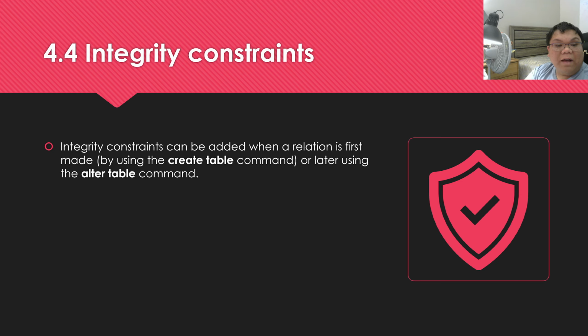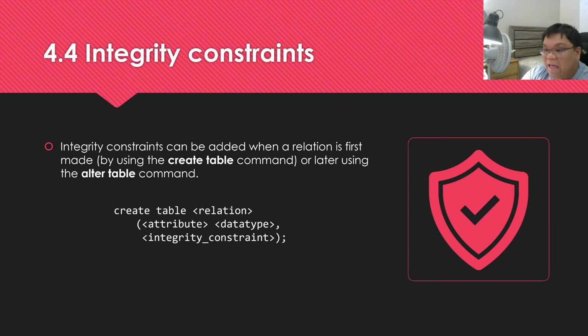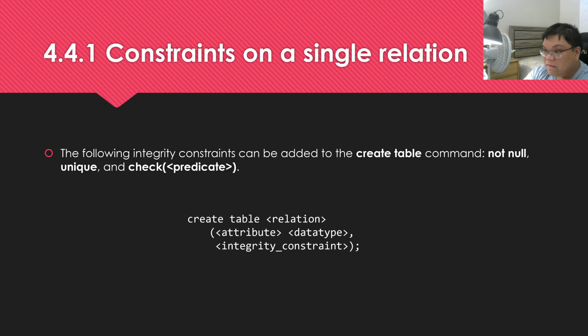But when we define a table using the create table command, we can add integrity constraints to it. We can also add integrity constraints to a table after it's been created using the alter table command. So create table relation attribute data type and then integrity constraints, or alter table relation add constraint. So when we define a table using create table, we can add 3 different integrity constraints: not null, unique, and check predicate.